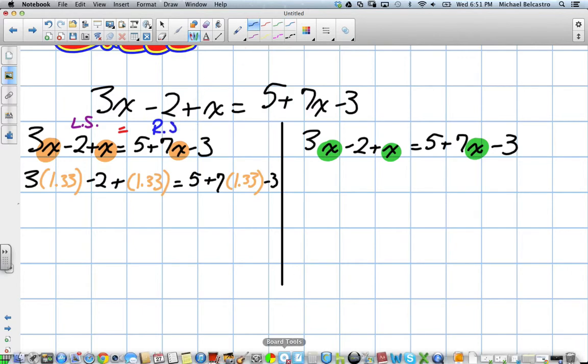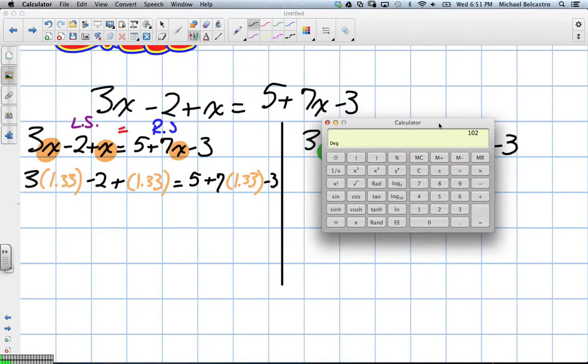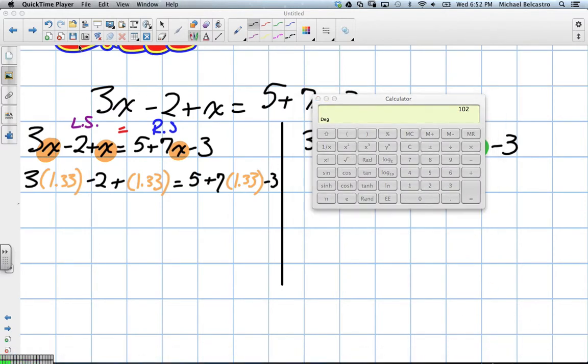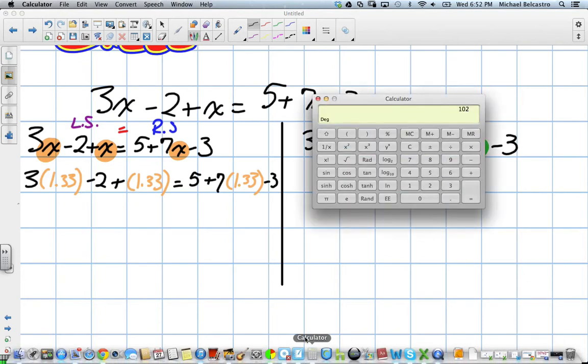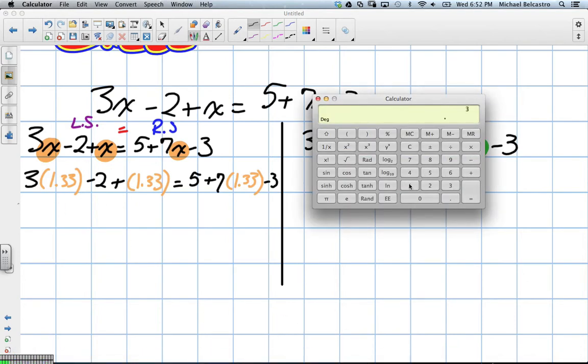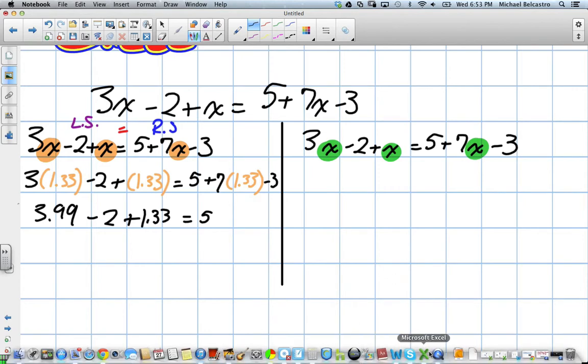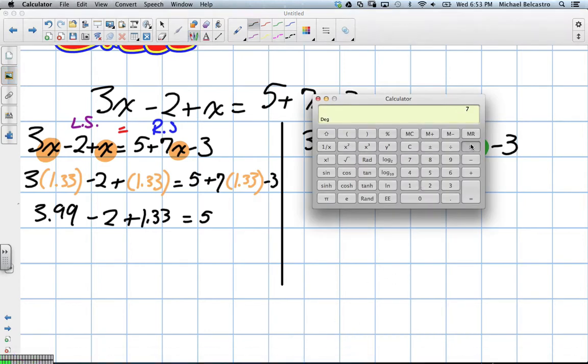Okay? So, with my calculator, we're going to solve this. Like we said, 3 times 1.33 is 3.99. I'm going to leave them as decimals, okay? So this is 3.99 minus 2 plus 1.33 is equal to 5. And then we have to do 7 times 1.33, which is 9.31.